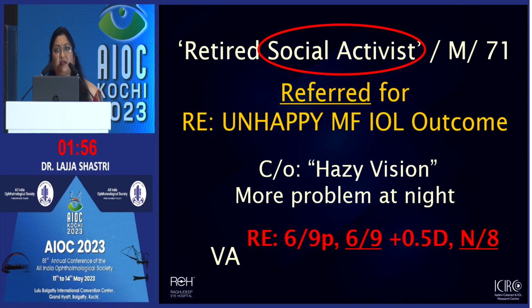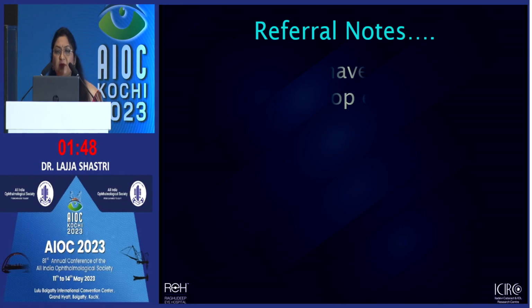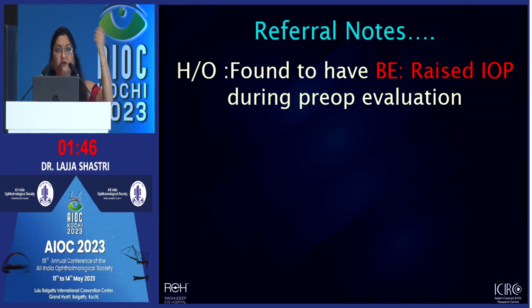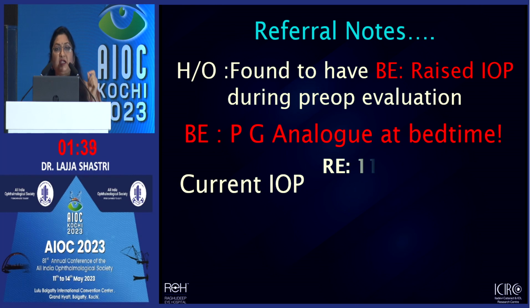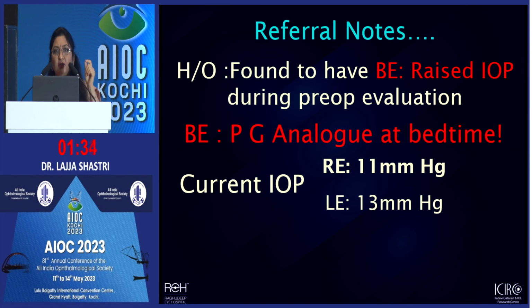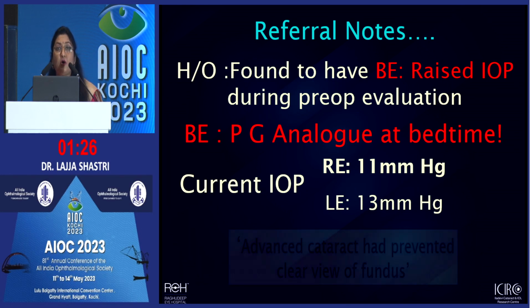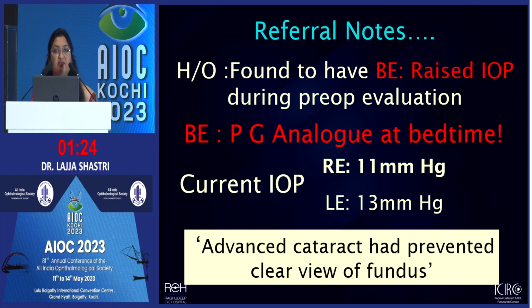When we look at his visual performance, it's not all that bad. There's no residual refractive error as such. When I ask him if he's using any kind of topical treatment, he pulls out a note from the referring surgeon, which tells me that this patient was found to have raised IOP during pre-op evaluation. At that point in time, he was put on a PG analog for both his eyes, which please note, he's been putting in the operating eye throughout surgery and post-operatively, and found to be well controlled with that drug. Also, the surgeon notes that although he could see the fundus, the details were not very clear because of the advanced nature of the cataract.